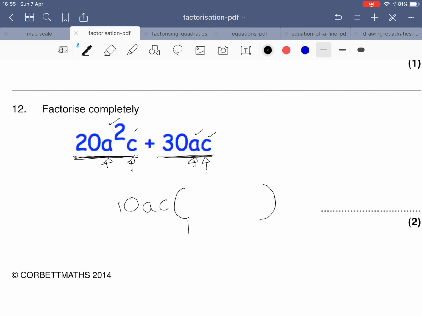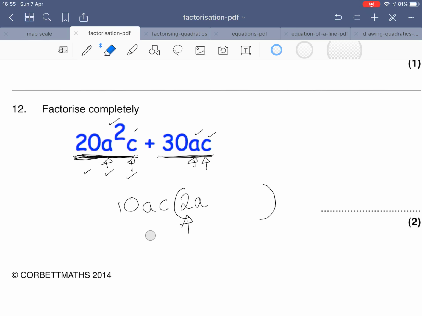Now, first space, 10ac times what is 20a squared c. Already got the c, need an extra a, and we need the 2 to make 20. So we need to times it by 2 to make 20, and we just need that extra a. Because when I times these two, 10 times 2 is 20, a and a is a squared, and I've got that c, which is 20a squared c.